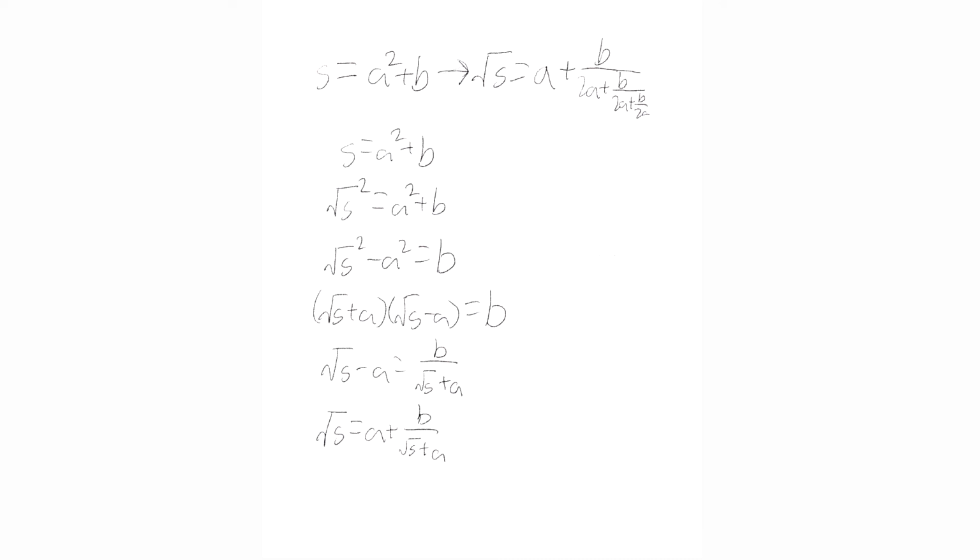Now we can see square root of s here, and we can see it here. And now we can plug it into itself. So we have square root of s equals a plus b over a plus b over square root of s plus a, and then plus a again. What we're doing is plugging this square root of s with this one. And now we get this. And this, of course, equals a plus b over 2a plus b over square root of s plus a.